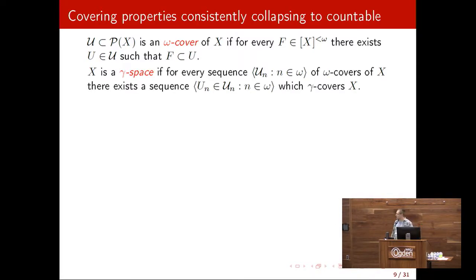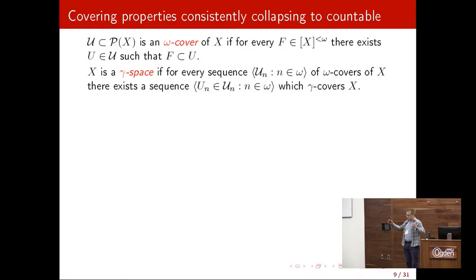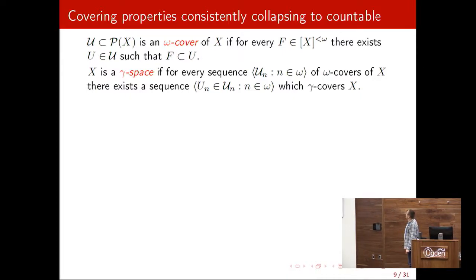Okay, so an open cover of a space is an omega cover if, for any finite subset of the space, it is completely contained in one single element of your cover U. So, for instance, the open cover of the real line by intervals from -n to n will be an omega cover. But if you look at the open cover by intervals of length, say 2, it will not be an omega cover because 2 points 0 and 3 will never get covered.